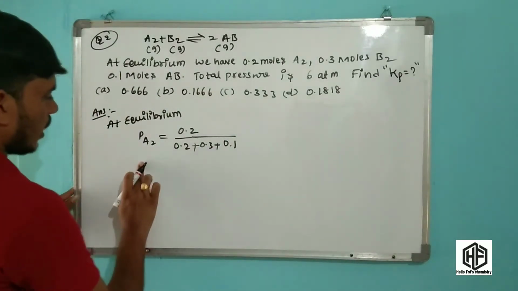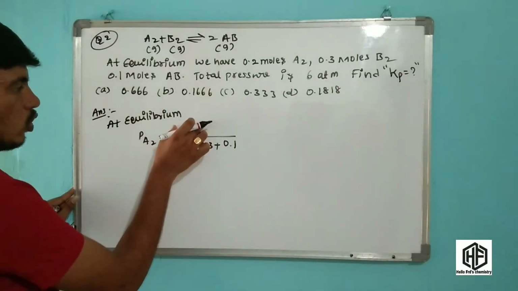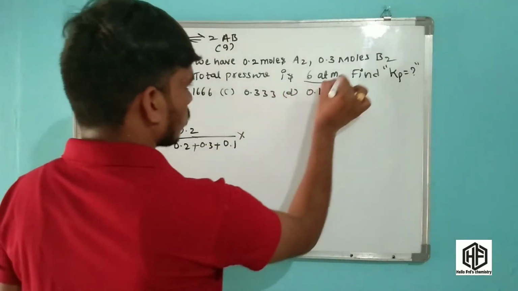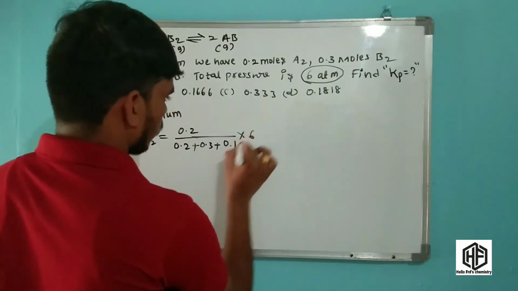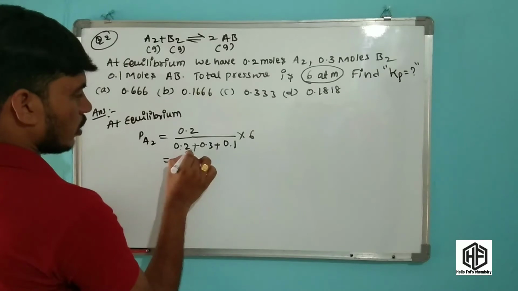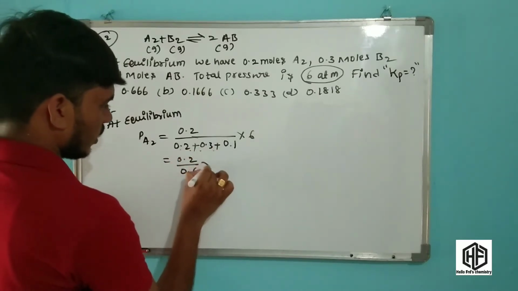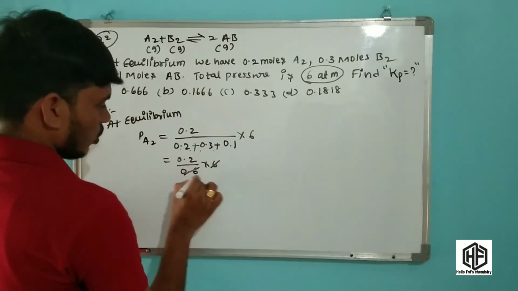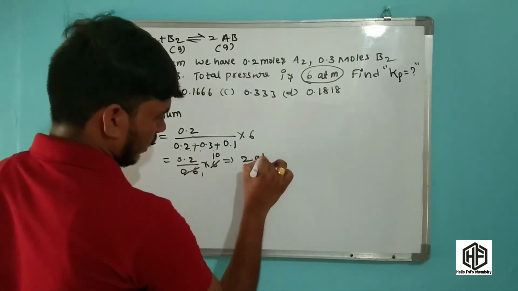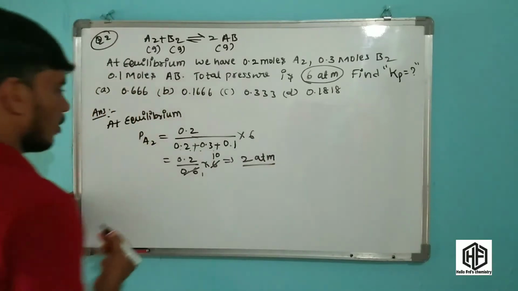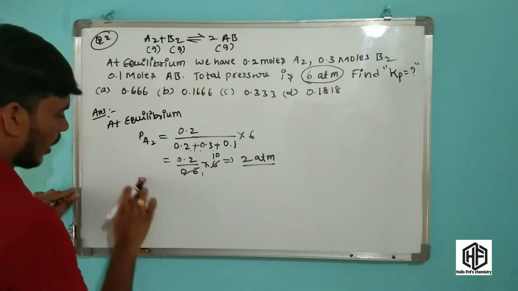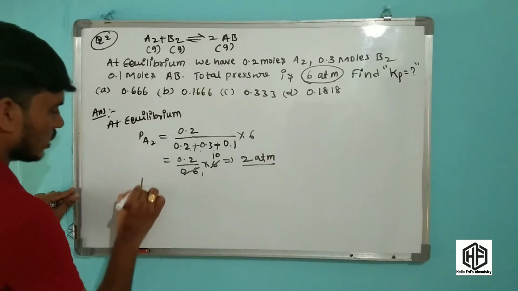Now the partial pressure of A2 is equal to moles per total moles into total pressure. The total pressure of the system is 6 atm. Now what is the value? 0.2 by 0.6 into 6. The value is 2 atm. So 2 atm is the partial pressure of A2.